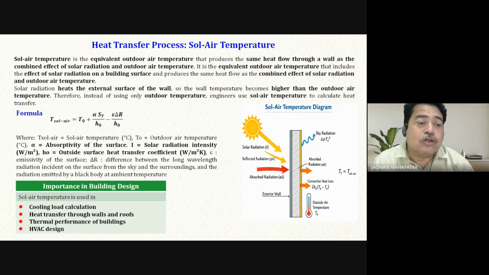Now, this sol-air temperature is very important because when I'm looking at the cooling load calculation, your delta T will not be T ambient or T outdoor minus T indoor. It will be T sol air minus T indoor. And you can see from this equation the T sol air will be much higher than the outdoor temperature. So it is basically used in heat transfer process through walls and roofs, thermal performance of the building, or HVAC design.